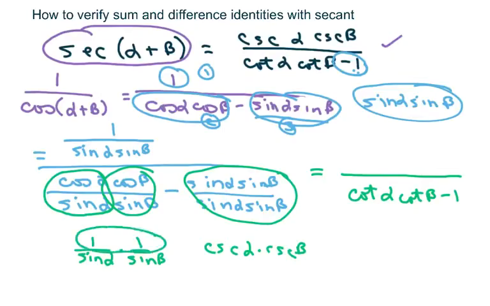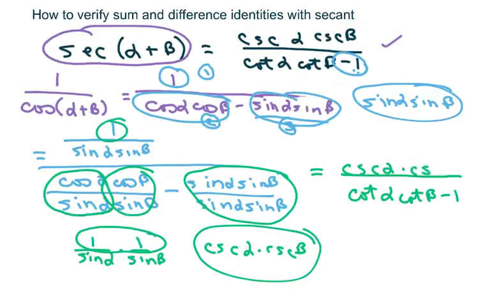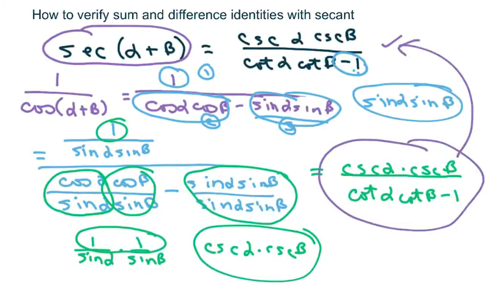1 times 1 is 1. So you just kind of split up the ones there. So this goes on the numerator. So you have cosecant of alpha times cosecant of beta, which is our desired result. It matches up, and we're good to go.